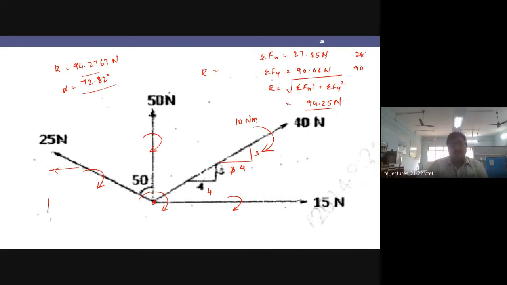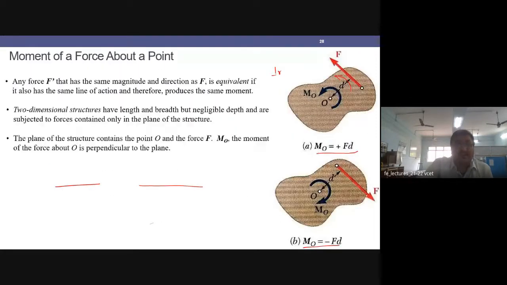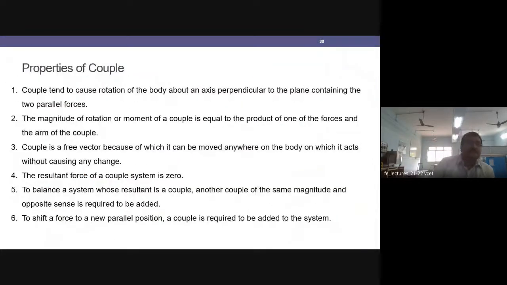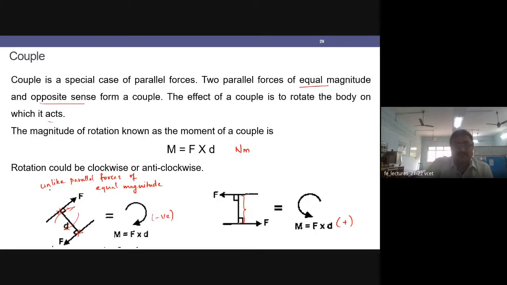It is acting on that entire system of forces. The couple does not have a point of action. It causes an overall rotational effect. So the point of action of a couple is unnecessary, and that is why I call it a free vector. Understood? Then the resultant force of a couple system is equal to 0. Then to balance a system whose resultant is a couple, another couple of the same magnitude and the opposite sense is required. So now I have a system in which I have a clockwise moment, whose net resultant is a clockwise moment.